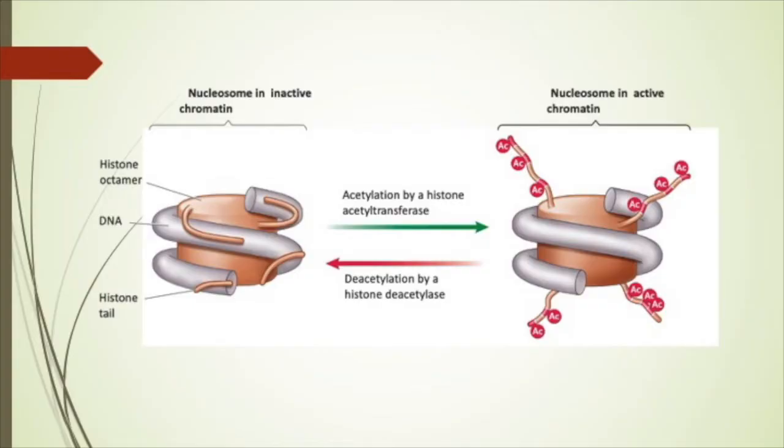Okay, this is what I was going to show you. If the nucleosome is in an inactive chromatin, that histone is basically hugging that DNA, and you can see the histone tail is just kind of binding it. But if it's acetylated, you can see the tail is kind of winding out. So that's an active chromatin. And that gray is the DNA. So you can see it can kind of get loose there.